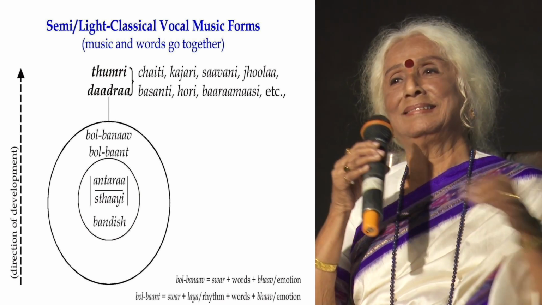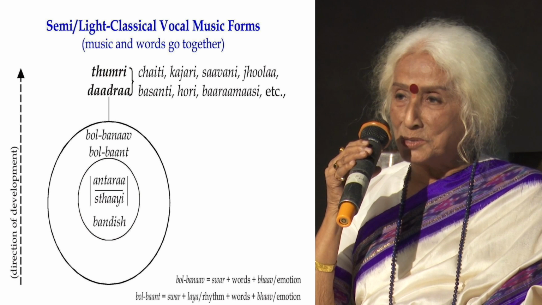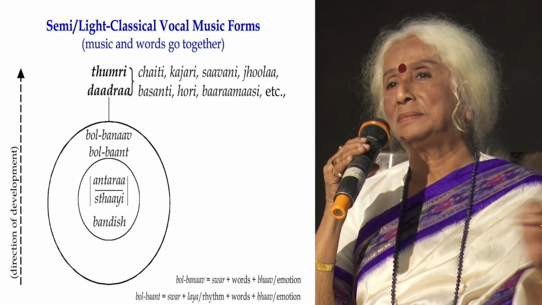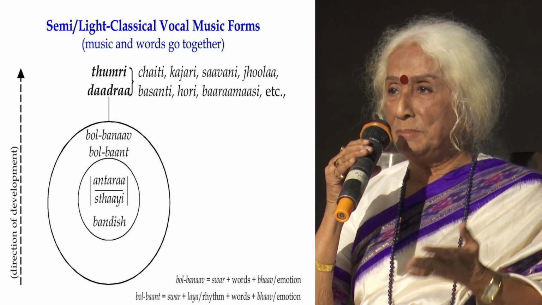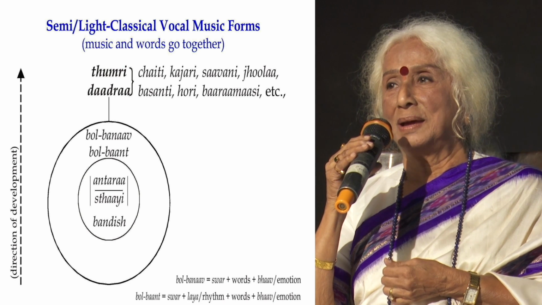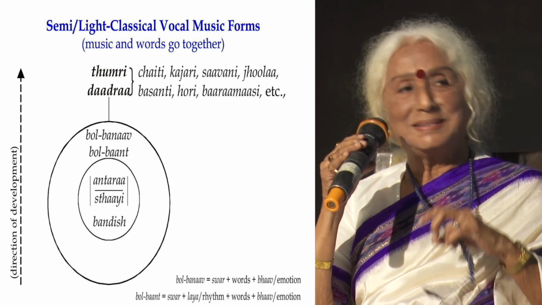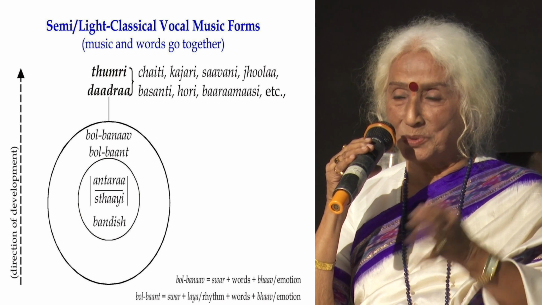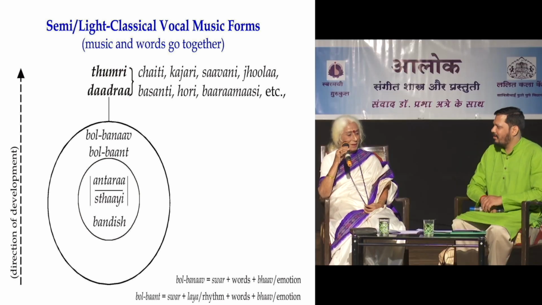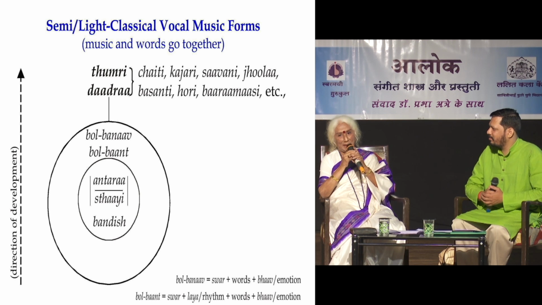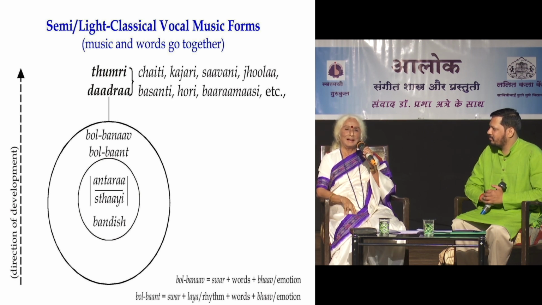So that's why we call it semi-classical, because here we have to talk a little about rag, and we also need to talk a little about song text. That's why we call it semi-classical. And what are the ghats in this? The main ghat here is Thumri and Dadra.